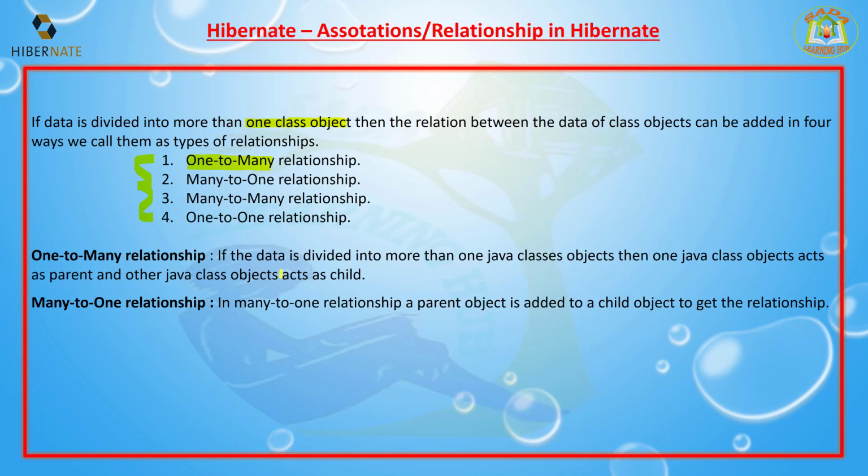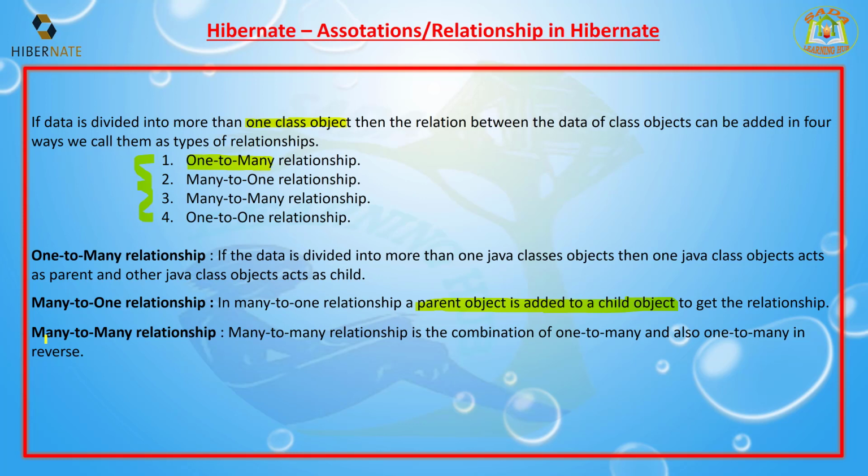If you see in the one to many, we are adding the child object to the parent object, but coming to the many to one, we are adding the parent object to the child object to get the relationship. That is about many to one.